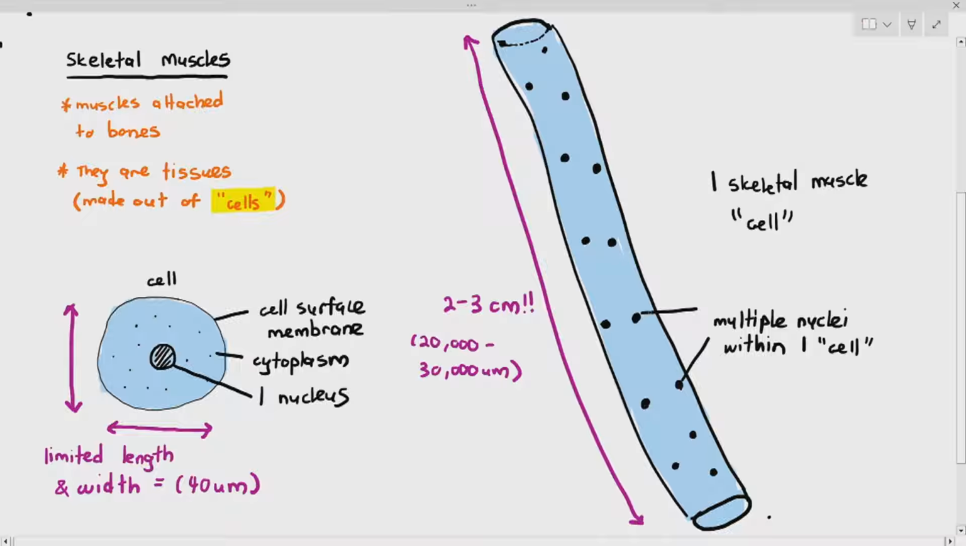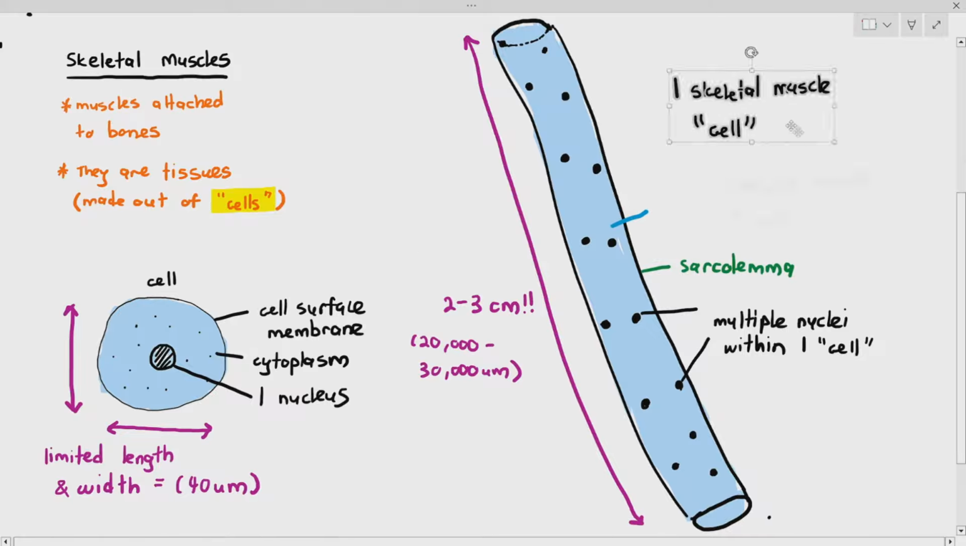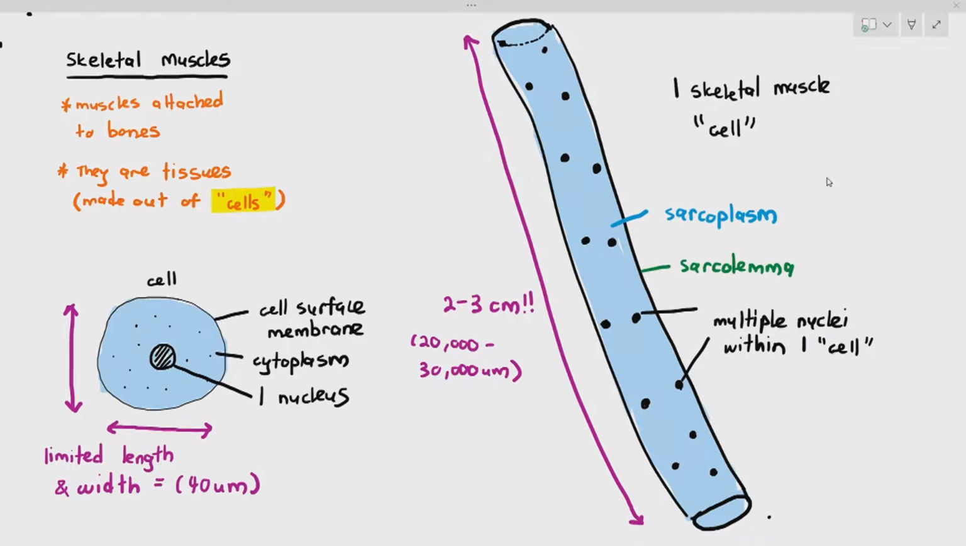Now, just like any other cells, they must have a cell surface membrane. They must also have a cytoplasm. But because they don't behave like cells, we give them different names. The cell surface membrane of the skeletal muscle is referred to as the sarcolemma, and the cytoplasm of the skeletal muscle is referred to as the sarcoplasm. Now, the word sarco is derived from the Greek language, which means flesh.